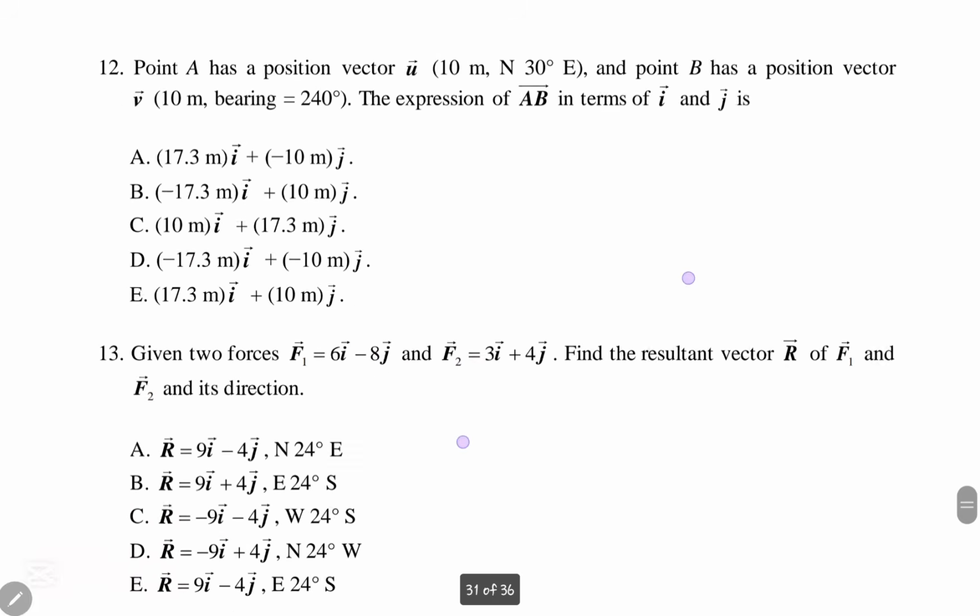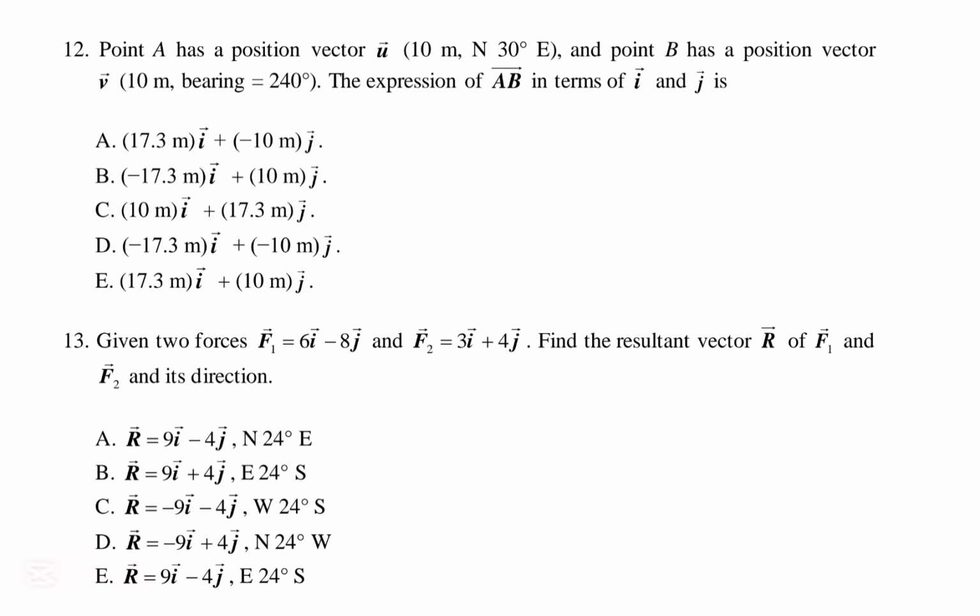We'll now move on to question number 12. What does it say? Very simply, it says, point A has a position vector u, okay? It gave me the position vector, which is 10 meters, north 30 degrees east. Okay, so these are the, I think, Cartesian coordinates? No, I'm not sure. I forgot what they're called, okay? And point B has a position vector, 10 meters and bearing of 240 degrees. They want us to find the expression of AB in terms of i and j.